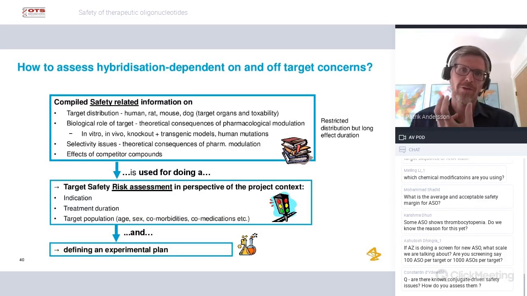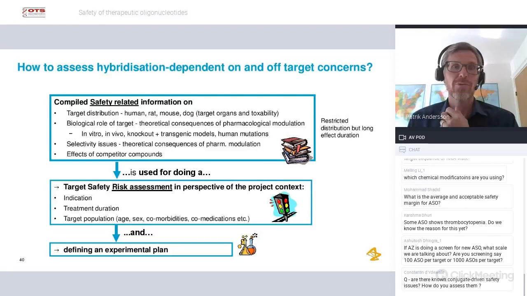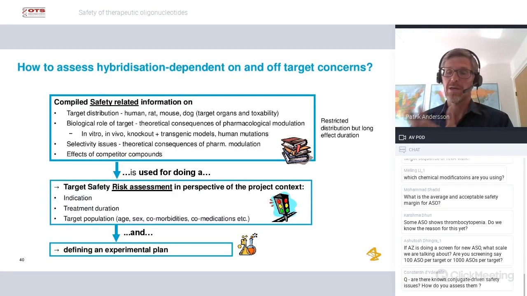potential safety concerns from the target distribution, biological role, effect of competitor compounds, what happens if you knock it out, etc. And then you need to remember that ASOs, oligos, have restricted distribution, but also have long effect duration. And use this in order to make a target safety risk assessment in the context of the project, as we talked about before, indication, treatment duration, etc. And really try to assess, is this a problem for this modality by running high dose experiments with mainly, I would say, rodent active ASOs.